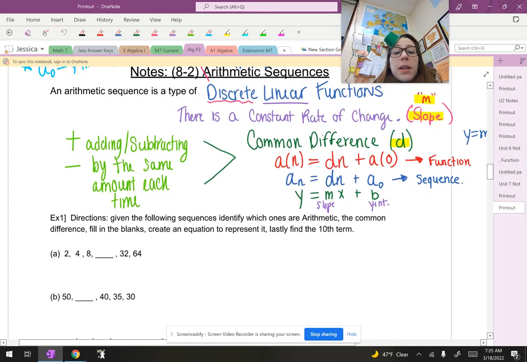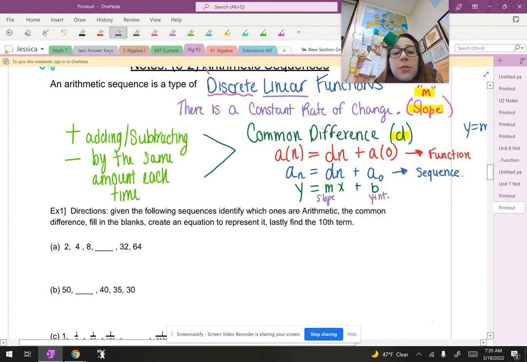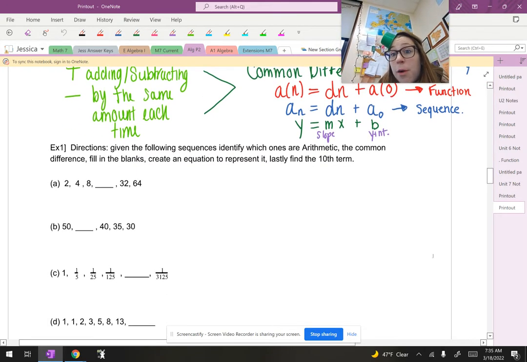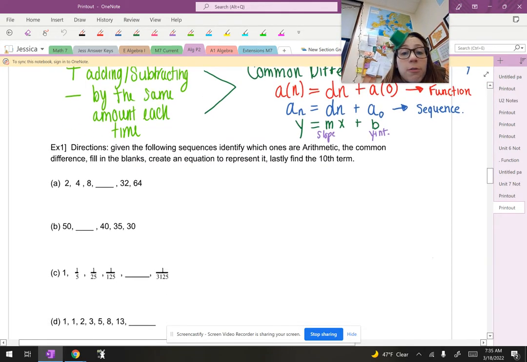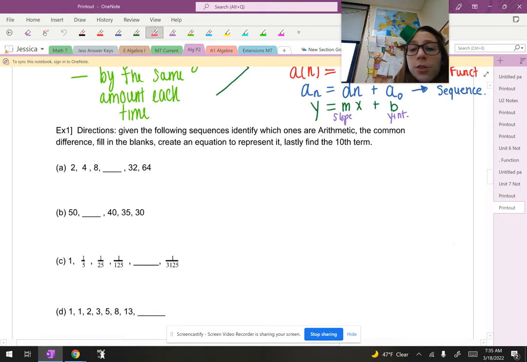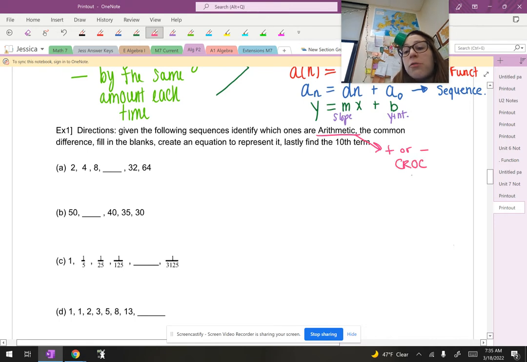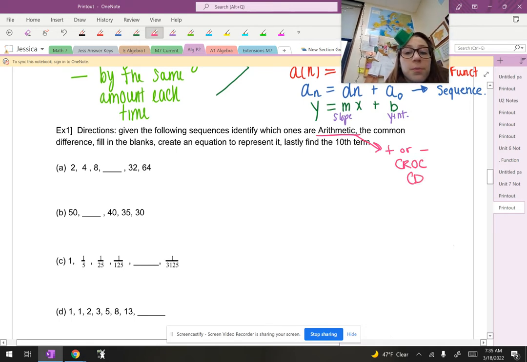So keeping in mind that arithmetic means that there is a constant rate of change, which means that we are adding or subtracting by the same amount each time. So that's what I'm looking for. So arithmetic is that adding or subtracting. That's CROC, that constant rate of change or that common difference.